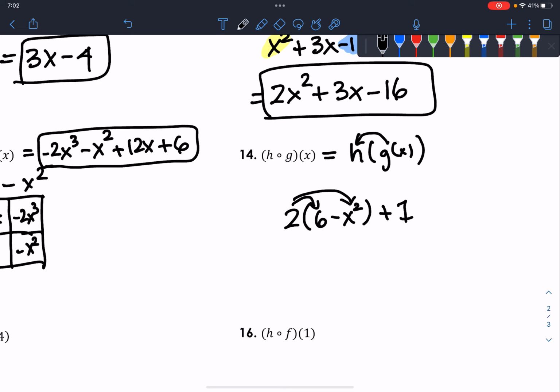Distributing the 2 into the parentheses, we have 12 minus 2x squared plus 1, and then we have 13 minus 2x squared, since these two terms combine to give us a total of 13. And here is your answer.